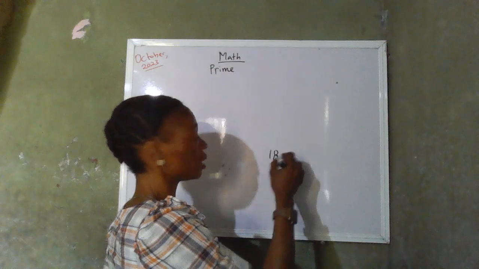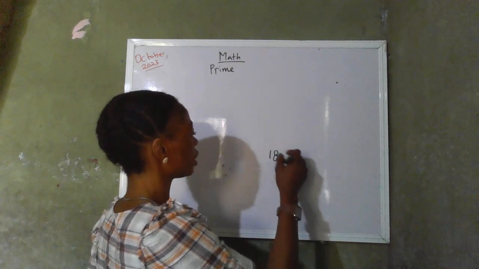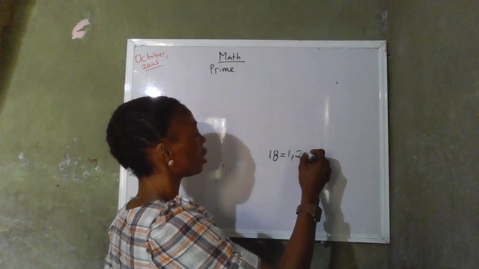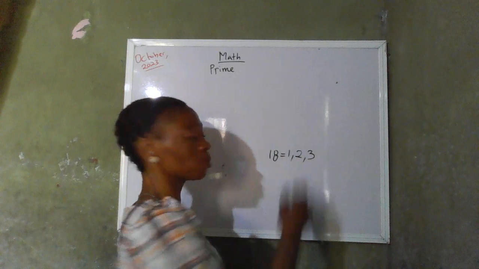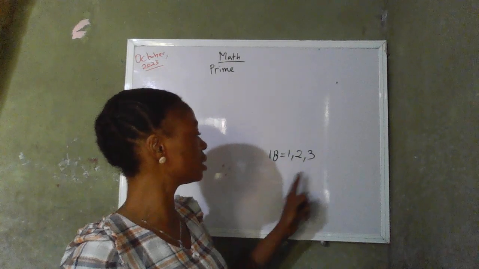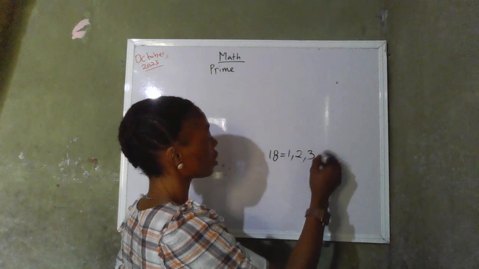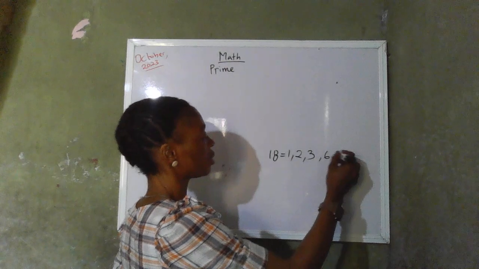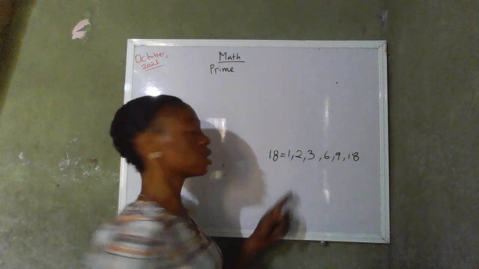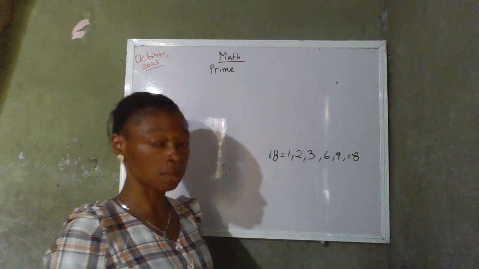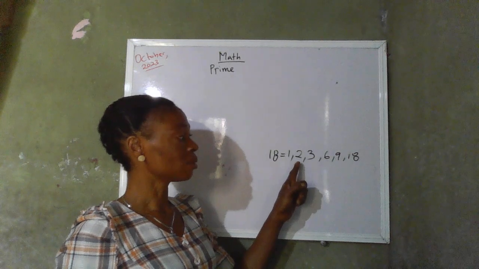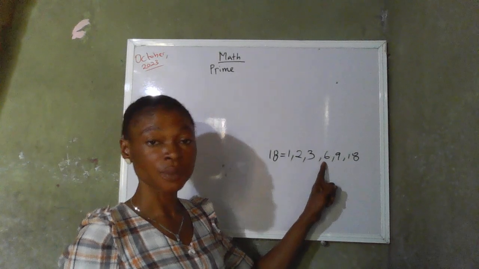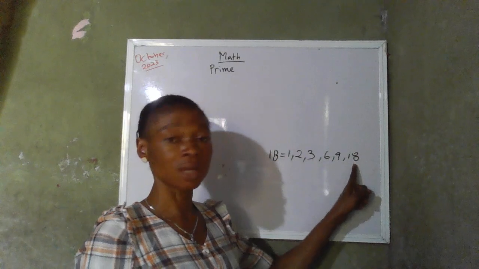Let's say we have the number 18. Let's find the factors of 18. We have 1 multiplied by 18, 2 multiplied by 9, 3 multiplied by 6. 18 isn't divisible by 4. So factors of 18 are 1, 2, 3, 6, 9, and 18.